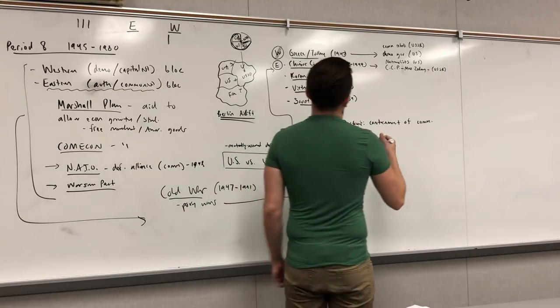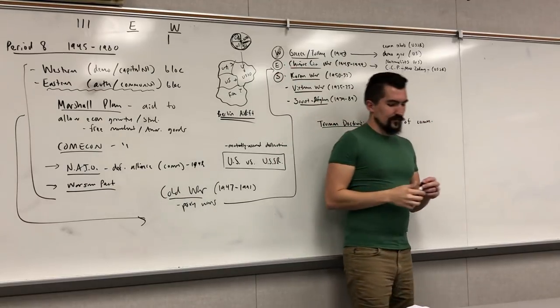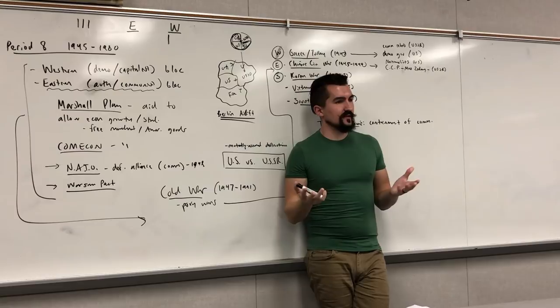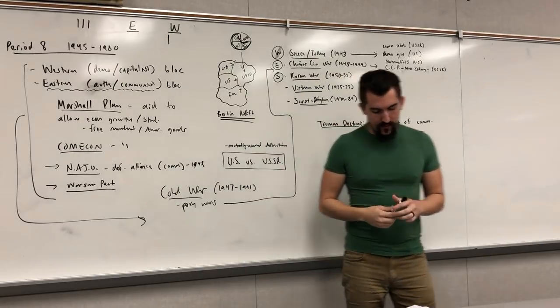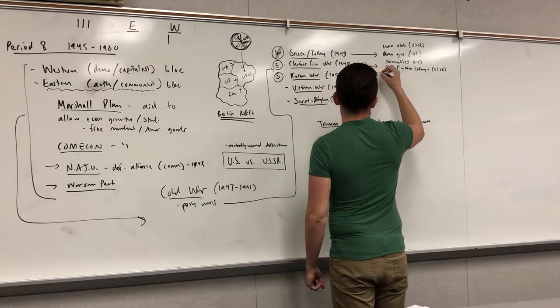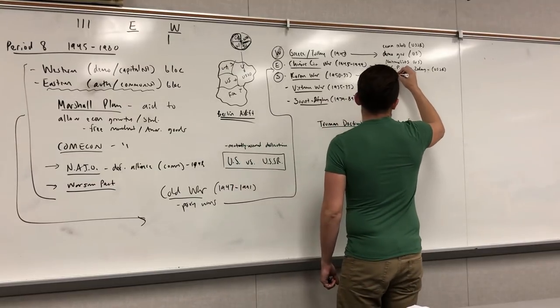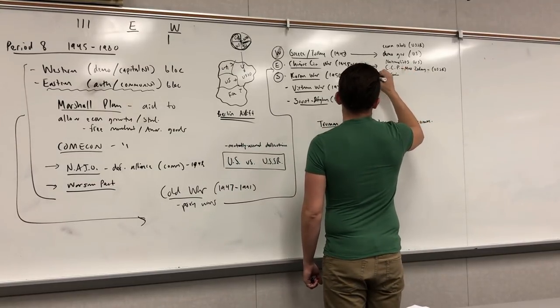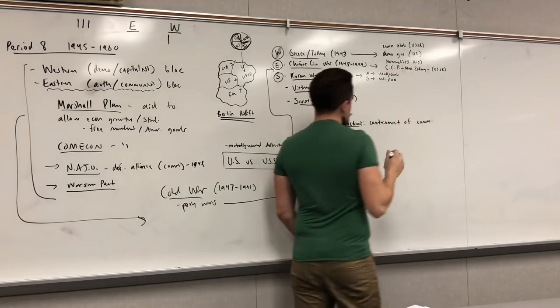Korean War. This one ends with a stalemate. So no win. Actually, the war never officially ended. It had an armistice, which is just a ceasefire. There's no treaty, which is why there's still a North and South Korea. In this case, the North, which is communist, is supported by the USSR and now China, who's on the team of the USSR. And the South is supported by the US and the United Nations forces.